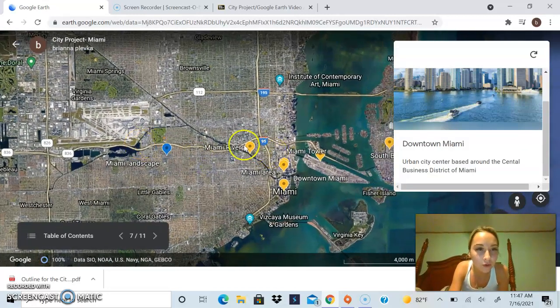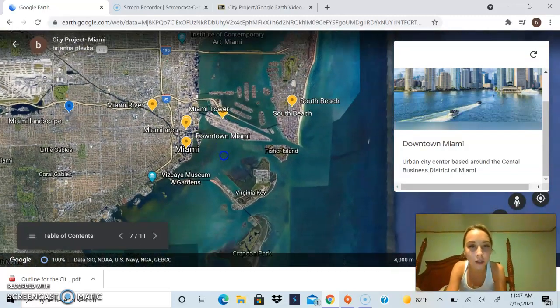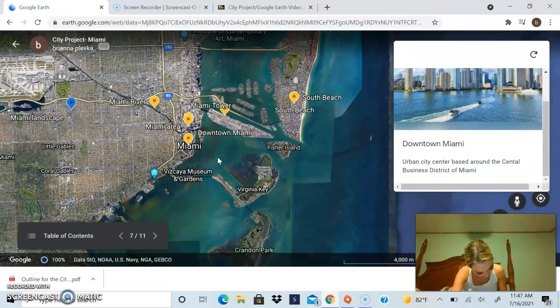The Miami River is over here, which I'll talk about later. Next one, please. I was saying the neighborhood is divided by the Miami River, which is bordered by Midtown.